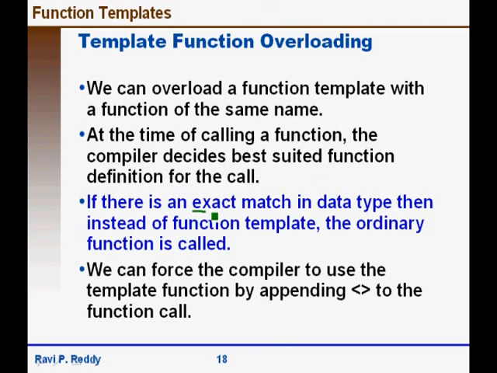If there is an exact match in the data type, then instead of the function template, the ordinary function is called. That means the specific function is given first preference as compared to the function template. However, if we do want to use the function template even when a specific function exists, we can force it by appending this symbol, the template symbol, to the function call.